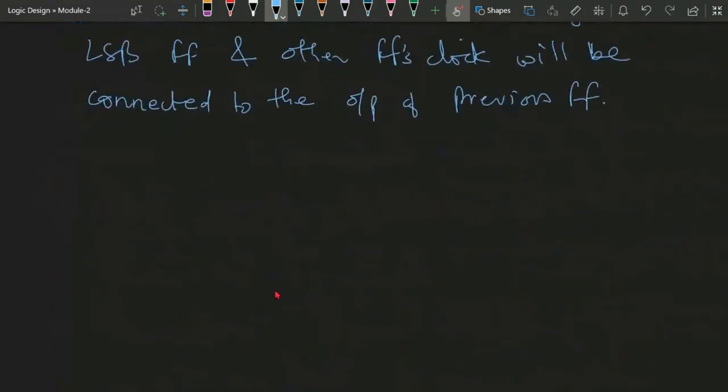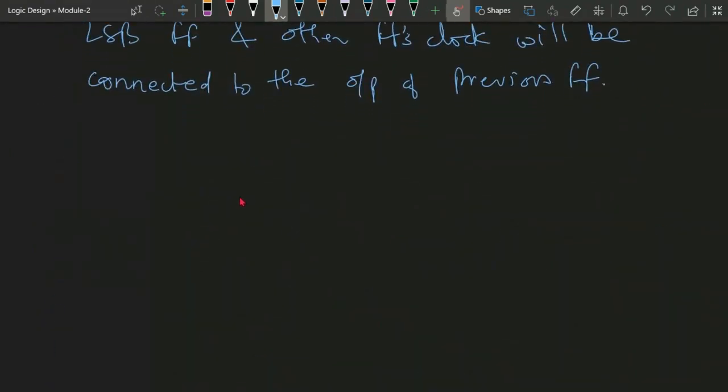Similarly in case of asynchronous, whichever flip-flop is connected directly with the clock will be considered the LSB, that is fixed. And the other flip-flops will have their clock connected with the output of the previous flip-flop. We will understand the same thing by an example, looking at how we can implement it.